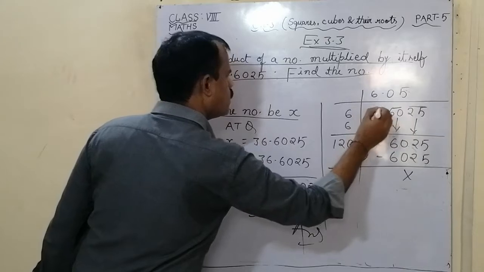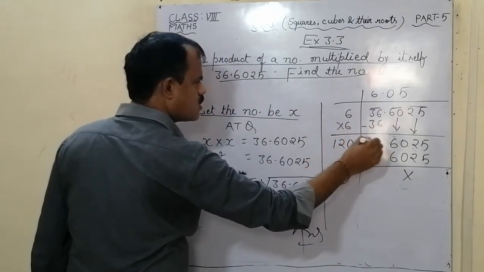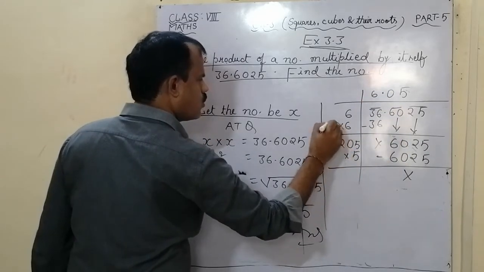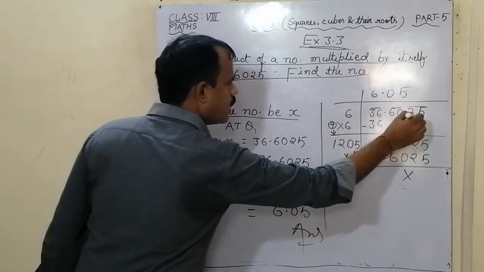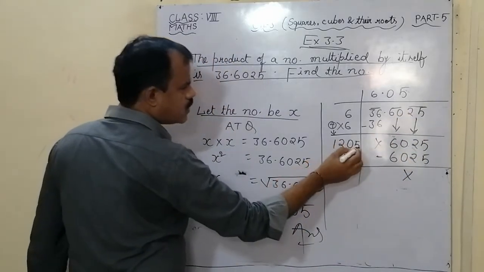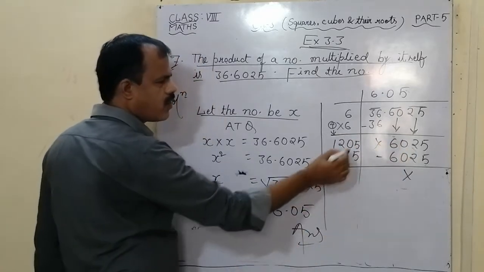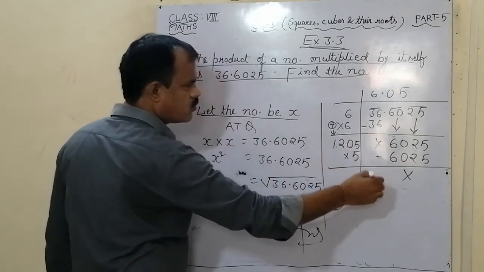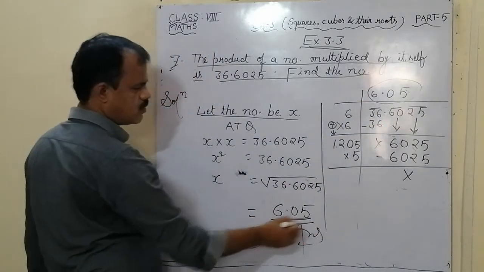We make pairs here. The first pair is 36, so 6 into 6, 6 sixes are 36, cut. Now the point is here, 60. Now when we add 6 plus 6, it becomes 12. So we put 0 here and we bring down 25. So 6025. So what number do we write here so that their product becomes 6025? 5. 1205 into 5 becomes 6025. So the final answer is 6.05. So this is the final answer.